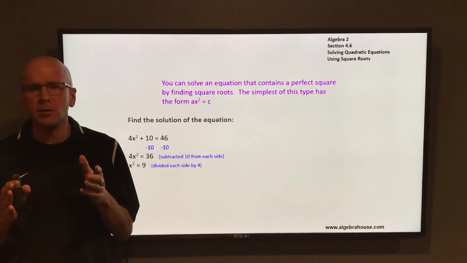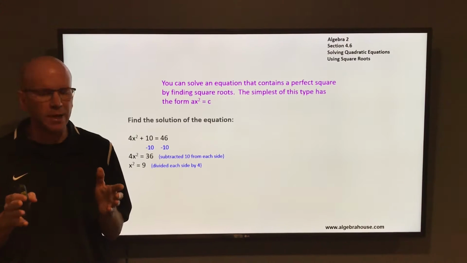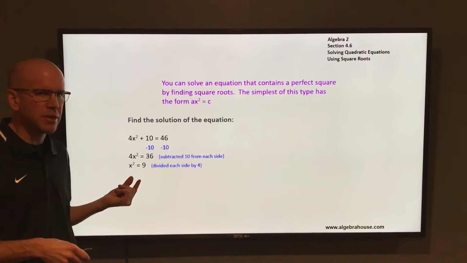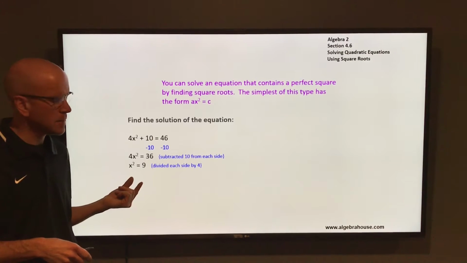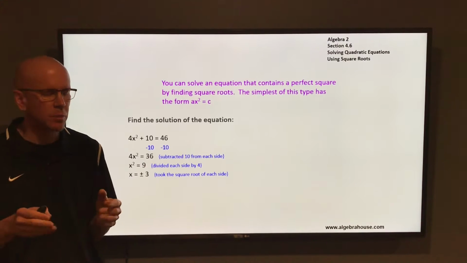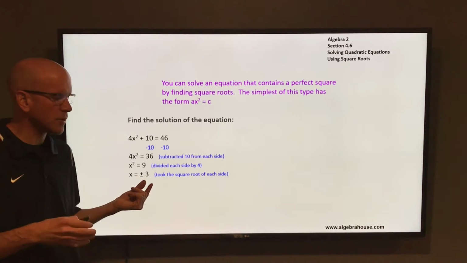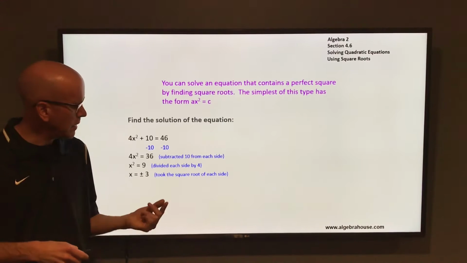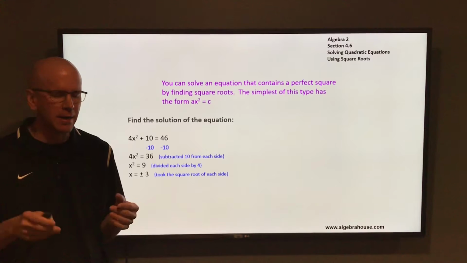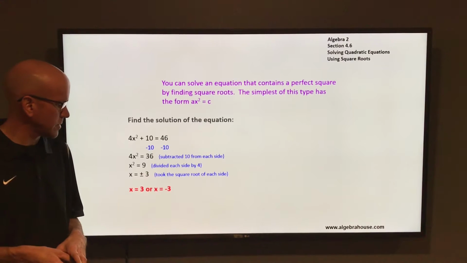Now you need to take into account all the possible values for x here. So to get x by itself, take the square root of each side. The square root of x squared is x. But on the other side, you want to take into account the positive and also the negative square root of 9. Because x really could be 3 or negative 3. If you square 3, that's 9. And also if you square a negative 3, that's 9 as well. So those are the x-intercepts, 3 and negative 3.